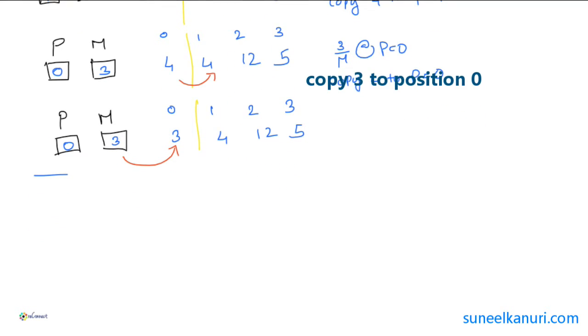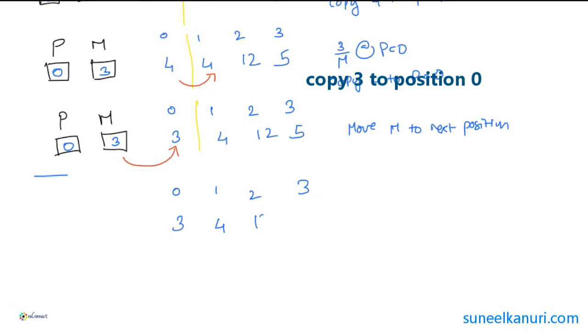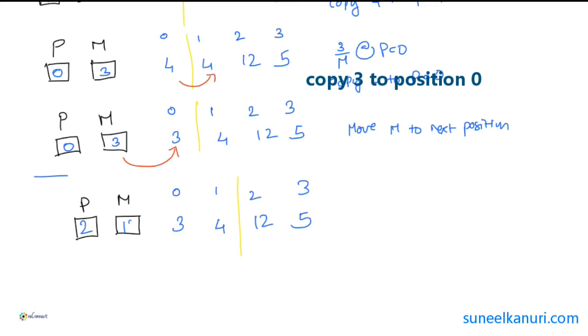Now we're going to move our yellow line one position right, between positions 1 and 2, which means positions 0 and 1 form our sorted set, which is 3 and 4, and positions 2 and 3 form our unsorted part of the data set. Now our M, which is our first unsorted element, would be 12, and our P would be 2, which is the position where 12 is right now.